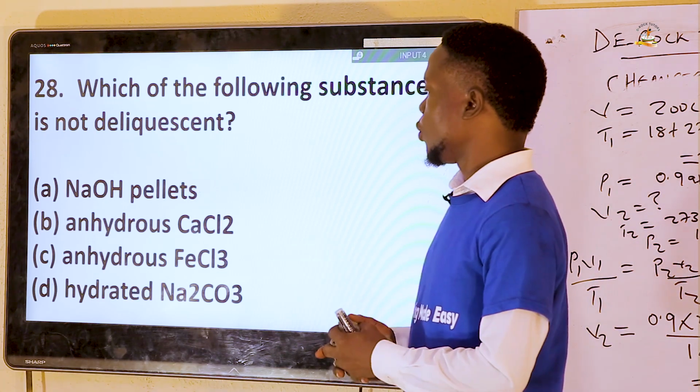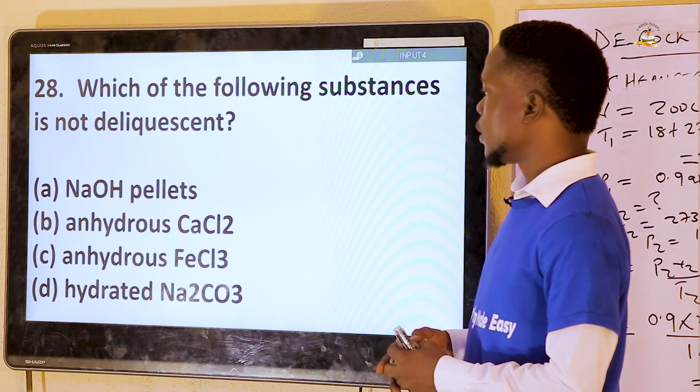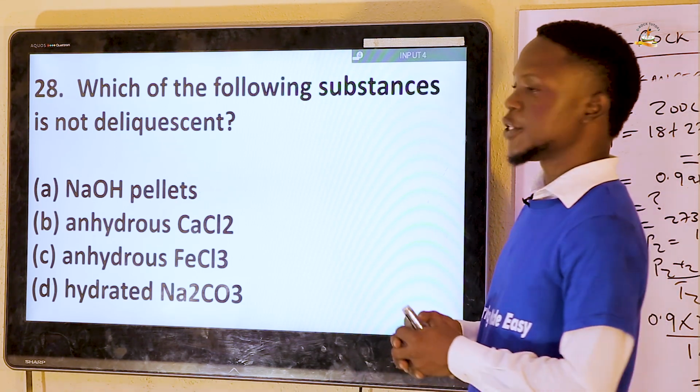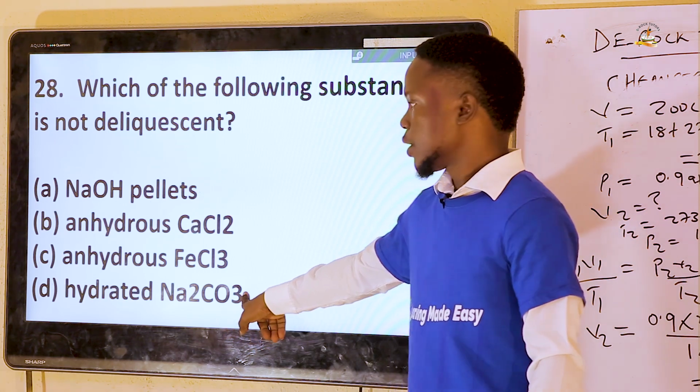So, here, sodium hydroxide pellets is deliquescent. Anhydrous calcium chloride is deliquescent. Anhydrous FeCl3 is deliquescent. The only substance that is not deliquescent here is hydrated Na2CO3. That's option D.